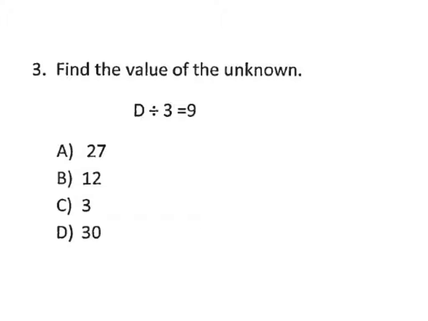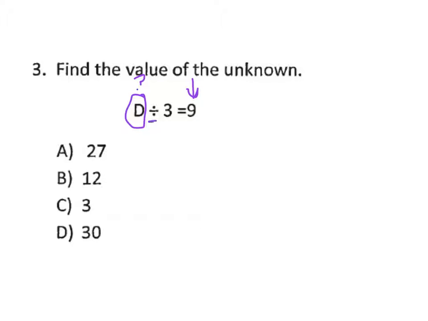Let's look at number 3. It says find the value of the unknown. They used a letter or a variable to represent the unknown. So something divided by 3 is equal to 9. So I see that I'm given the answer in my equation, but I'm missing a part. So what that means is I need to do the opposite operation.